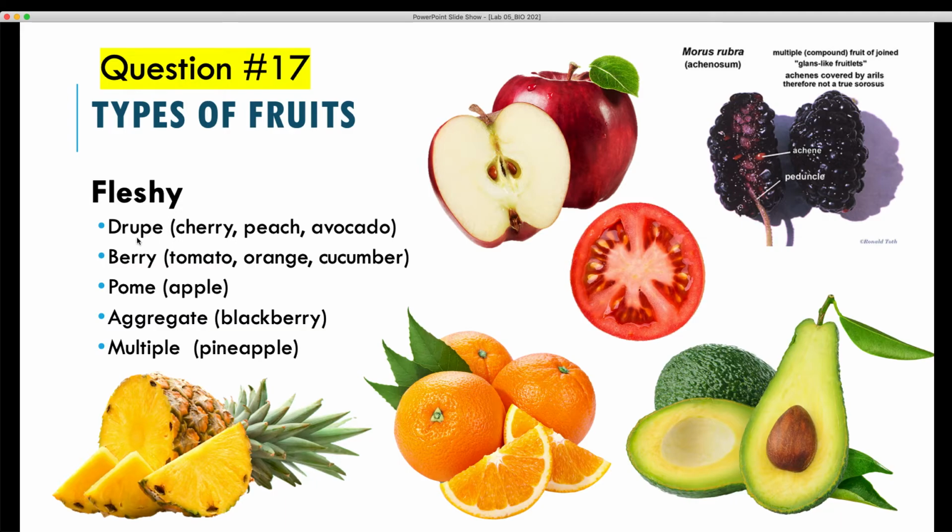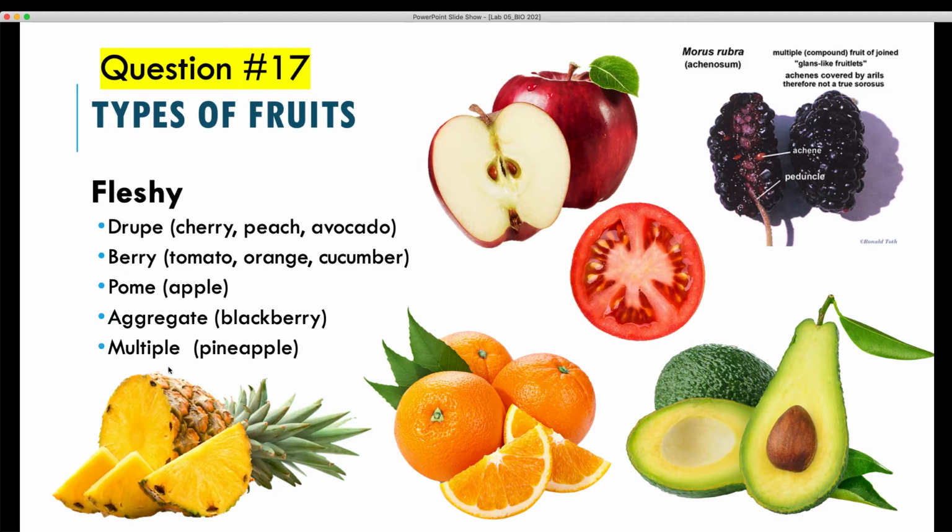Fleshy fruits include drupes, anything with a hard pit, like a cherry, peach, or avocado, a pome, which would be like an apple or a pear, berries, which are tomatoes, oranges are modified berries. Its precise fruit type is a Hesperidium. Cucumbers are berries. Berries are basically anything with many seeds. Aggregate fruits like blackberries. So these are actually an aggregate of, or sorry, this is not a blackberry. This is a mulberry. But aggregates of drupes would be a blackberry.